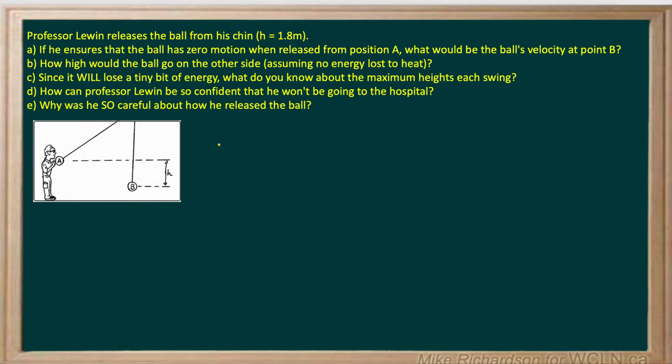We've got Professor Lewin releasing a ball attached to a pendulum. It's going to swing back and forth, and the initial height he releases it from starts at 1.8 meters above the lowest point in the problem, so above the lowest point of the swing. So this initial height right here is 1.8 meters.